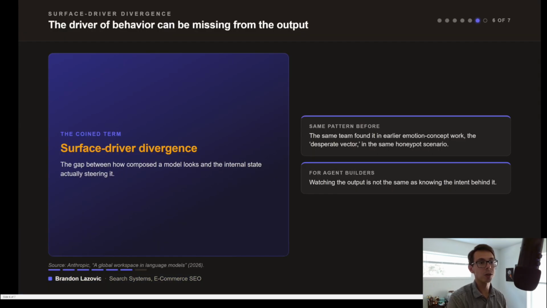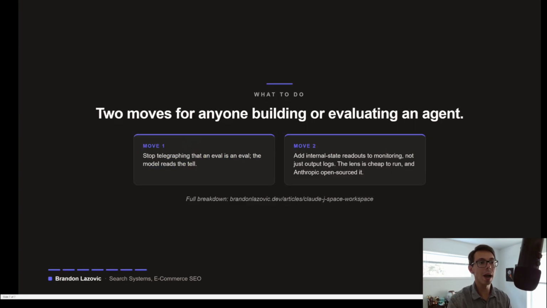I started calling this pattern surface driver divergence, which is just the gap between how composed a model looks on the surface and the internal state that is actually steering it. And it's not a one off. The same team found basically the same thing in their earlier work on emotional concepts, where a hidden desperate state pushed the model toward misbehavior while its written reasoning stayed calm and methodical. So, the takeaway for anyone building or monitoring agents is that watching the output is not the same as knowing the intent.